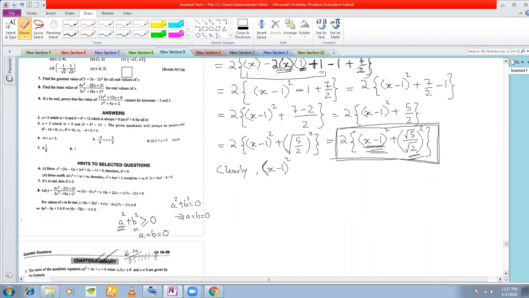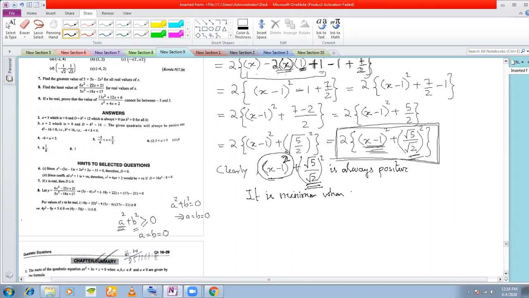clearly x minus 1 whole square plus root 5 by root 2 whole square is always positive. Right? It is minimum when, see, this is not equal to 0. So it is minimum when this must be equal to 0. Yes or no? Yes. This is not equal to 0. So it is minimum. This is a square, right? It cannot be negative.